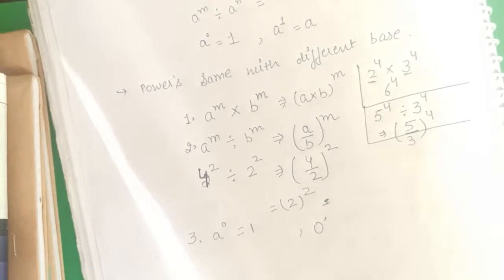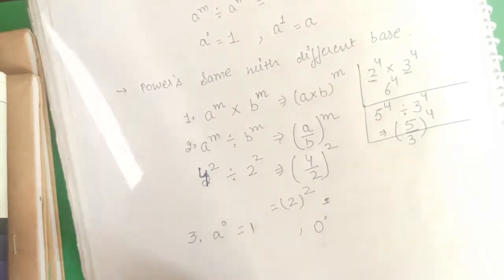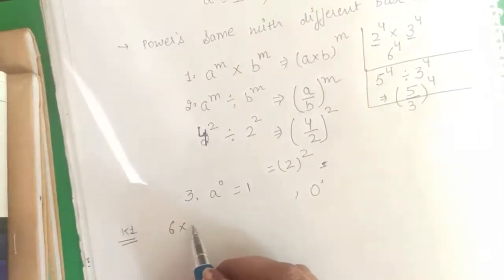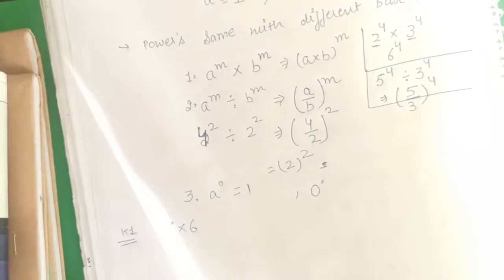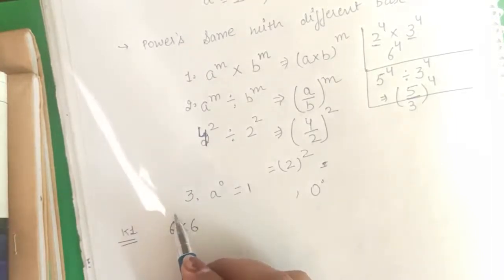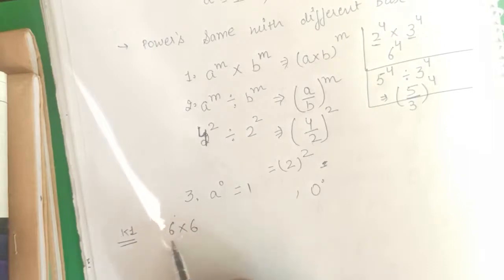Now come to our exercise 14.3. The first question is simplify these expressions using laws of exponents and write the answer as a single exponent. So the first question, part A, is 6 multiply 6. So here see, base is same.